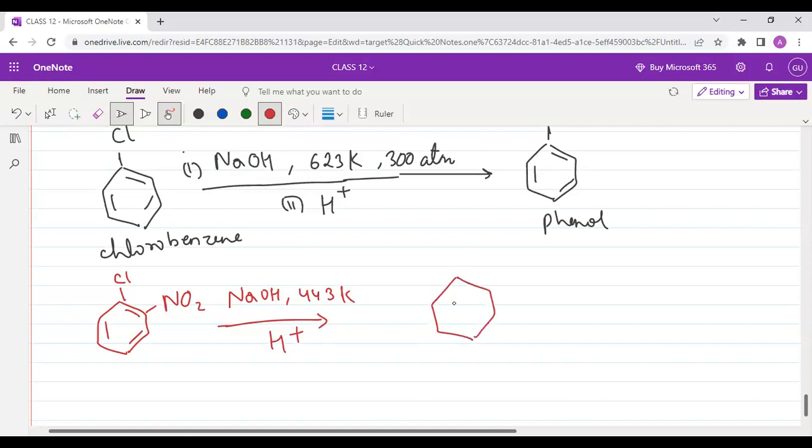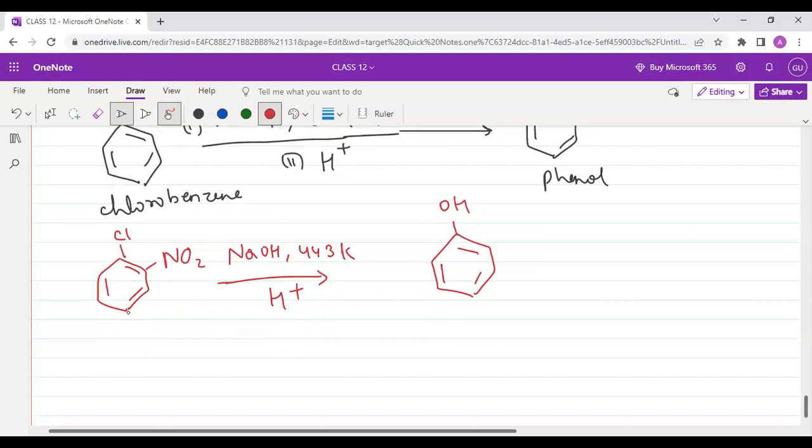So the Cl will be replaced by OH and NO2 is still present. So here we have NO2 at the para position. We don't have it at ortho.